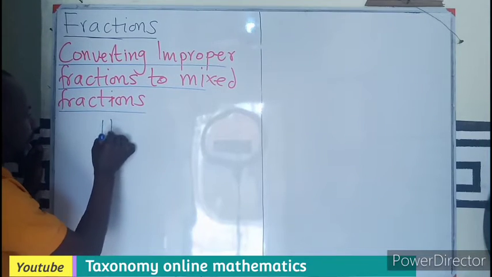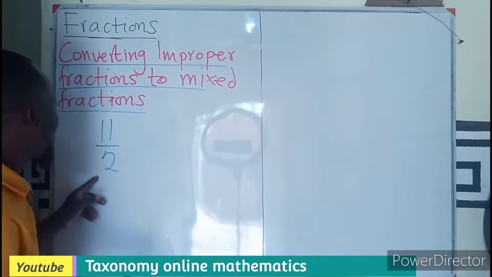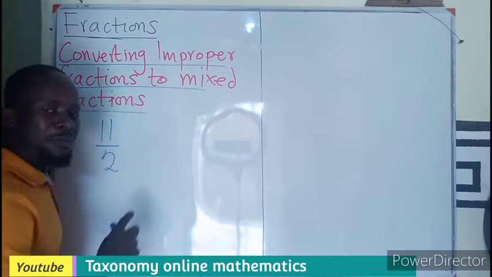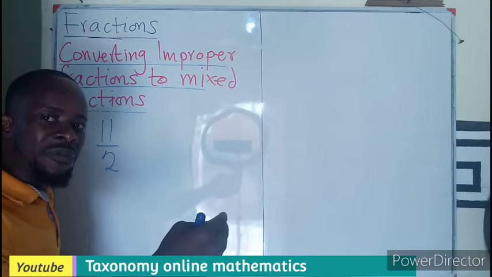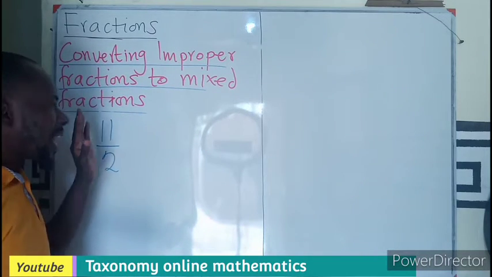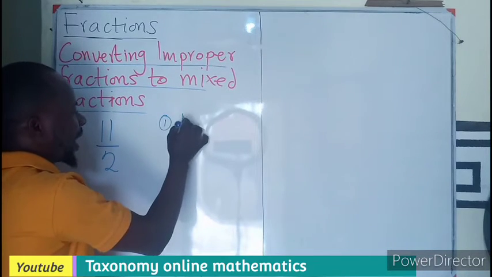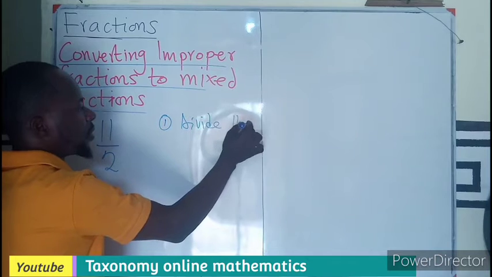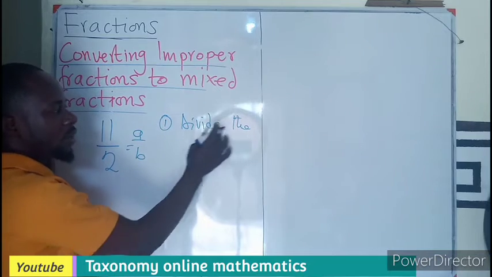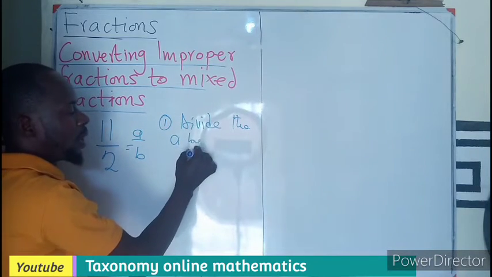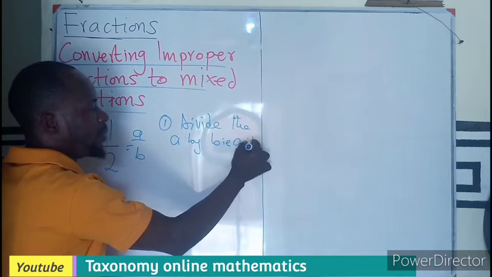So if I have 11 out of 2 and I'm asked to rewrite this as a mixed fraction. A mixed fraction is a fraction that has a whole number part and a proper fraction part. Alright, so the trick involved is that one, we have to divide the numerator. In this case, I want to use A over B. So divide A by B, as in, you are going to have A divided by B.